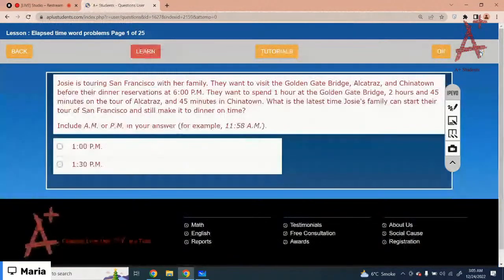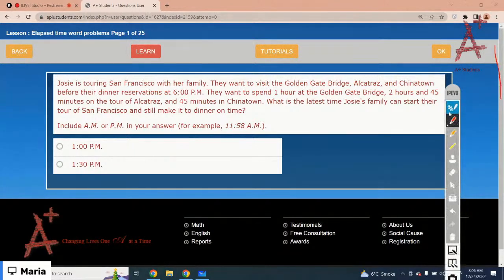Okay, let me just read the question. Josie is touring San Francisco with her family. They want to visit the Golden Gate Bridge, El Stras in Chinatown before their dinner reservation at 6 p.m. They want to spend 1 hour at the Golden Gate Bridge, 2 hours and 45 minutes on the tour of El Stras and 45 minutes in Chinatown. What is the latest time Josie's family can start their tour of San Francisco, still make it to dinner on time?